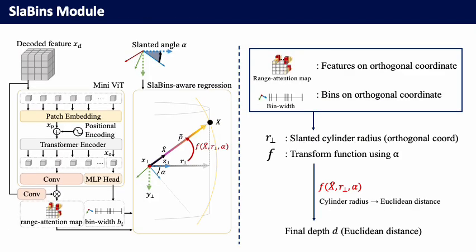Lastly, our SlaBins module predicts the final depth map. Through the ViT, the network predicts per-pixel probability and bin centers. By combining this information, we can get slanted MCI depth. However, our target domain is Euclidean distance. We convert this slanted MCI depth to the distance using transform function f with slanted angle alpha.